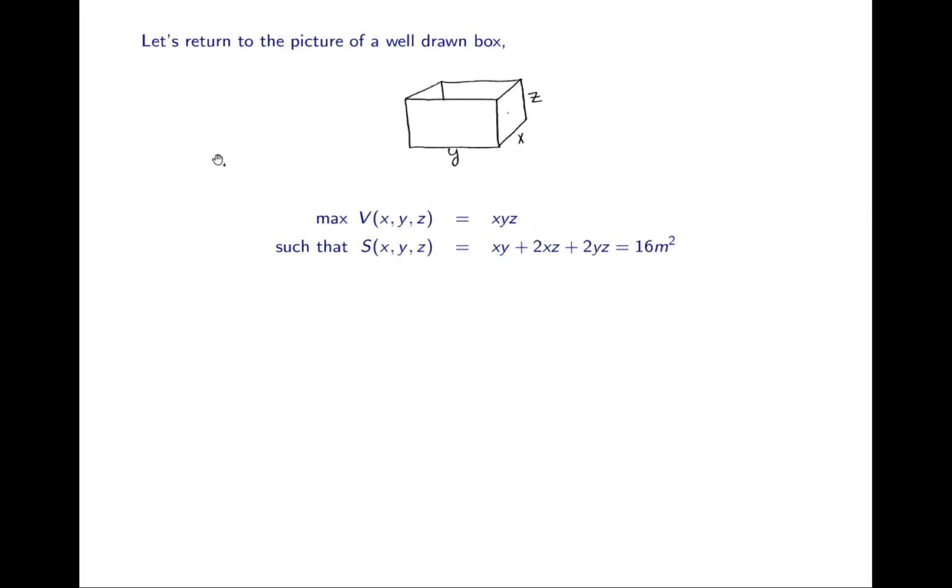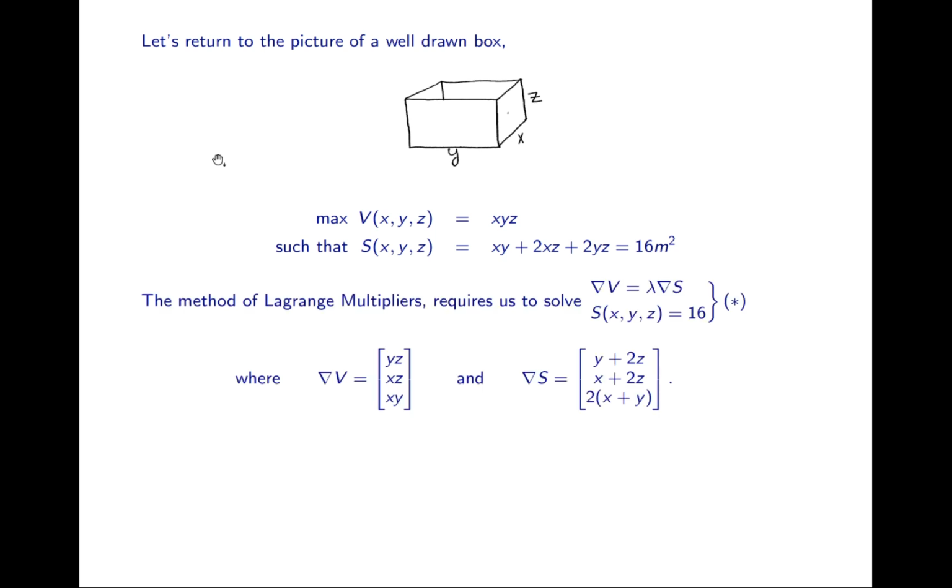So let's return to the picture of our beautifully drawn box. We want to maximize the volume of the box so that the surface area of this box without a top is 16. So the method of Lagrange multipliers says we need to solve that the gradient of V is parallel to the gradient of S, and S of x, y, z is 16. So we need to solve both of those equations.